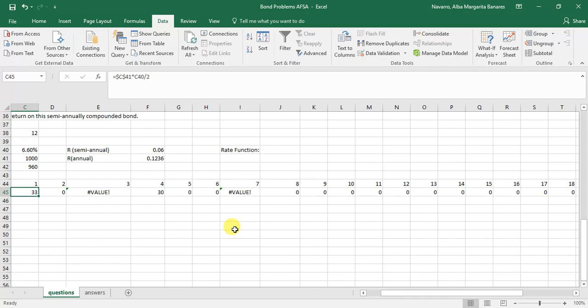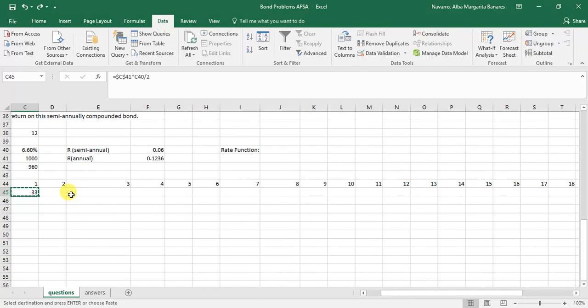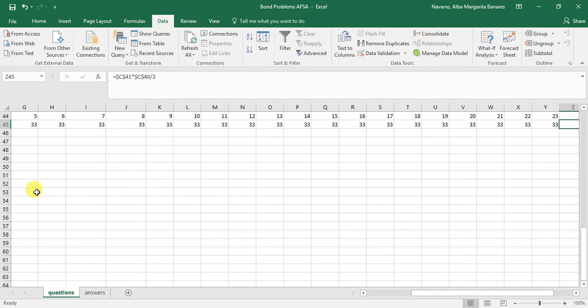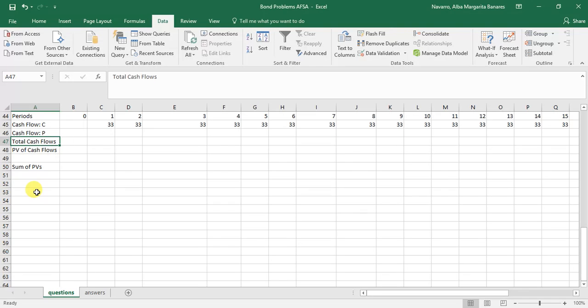Oh, what happened there? Cool. I did not lock the rate. Remember, lock the rate. Okay. Now let's copy it. And then insert our final principal value. Sum up our cash flows.